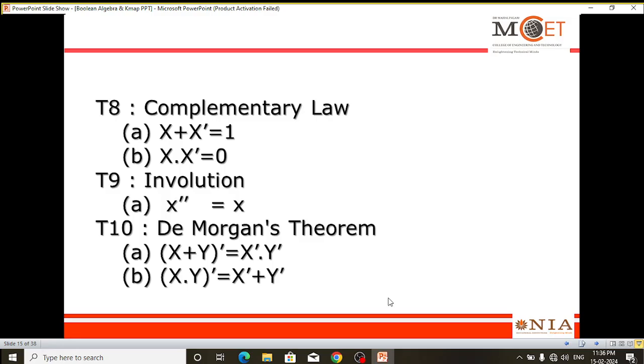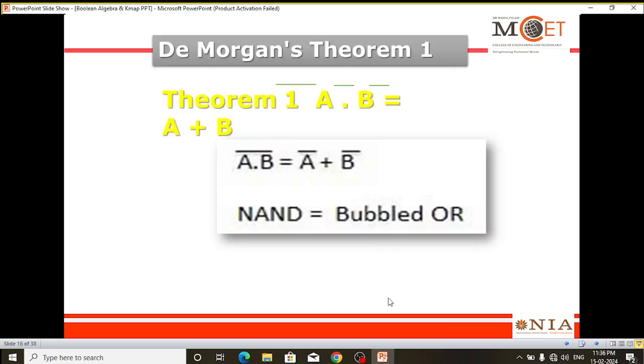Involution law: x double dash is equal to x. Then De Morgan's theorem: (x plus y) whole bar is equal to x bar dot y bar, and (x dot y) whole bar is equal to x dash plus y dash. Particularly, De Morgan's theorem mainly proves that (A dot B) whole bar is equal to A bar plus B bar. That is the 2-input NAND gate, which is equivalent to a bubbled OR gate. So what does bubbled OR gate mean?